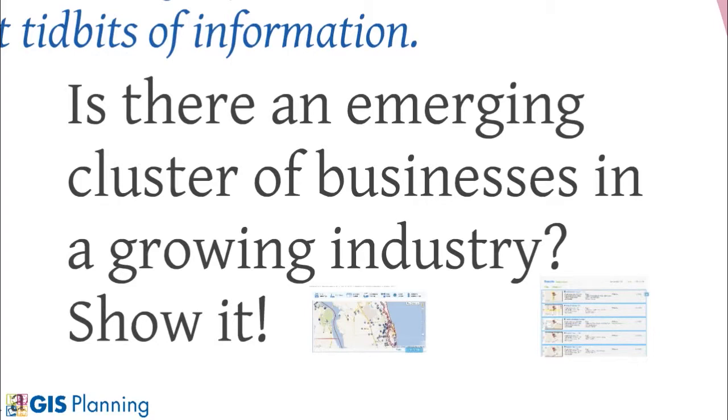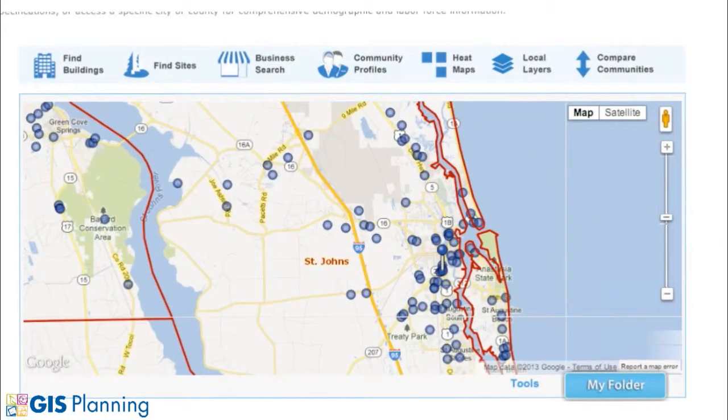You might want to show that there's an emerging cluster of businesses in a growing industry. This is important because people who are related to that industry, in that industry itself, who supply it, or any of those kinds of things. And this is ways in which you can show it. In this case, we're looking at a sector of transportation industries in a region in Florida.